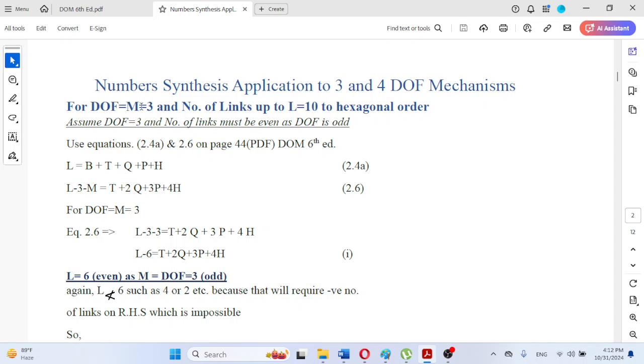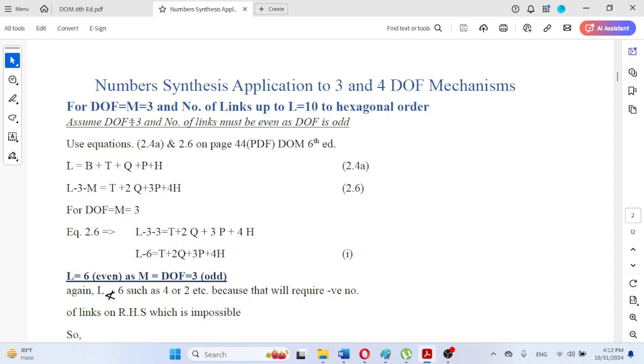So DOF or M, where M stands for mobility and DOF stands for degree of freedom, are alternatively used terminologies. If DOF is equal to 3, the number of links from 10 links up to the hexagonal order have been tried here. The detailed procedure I have written, and I will be explaining it.